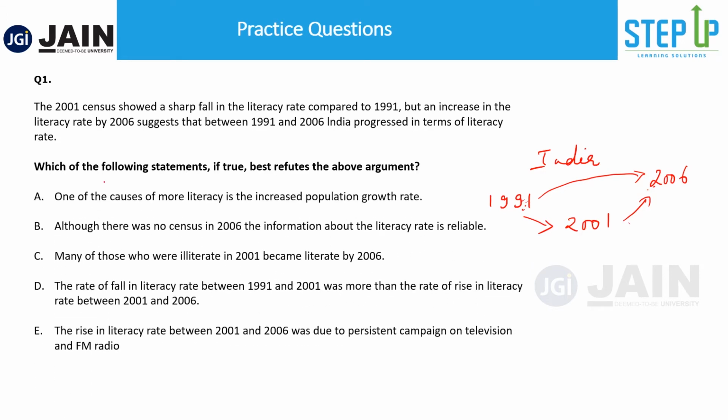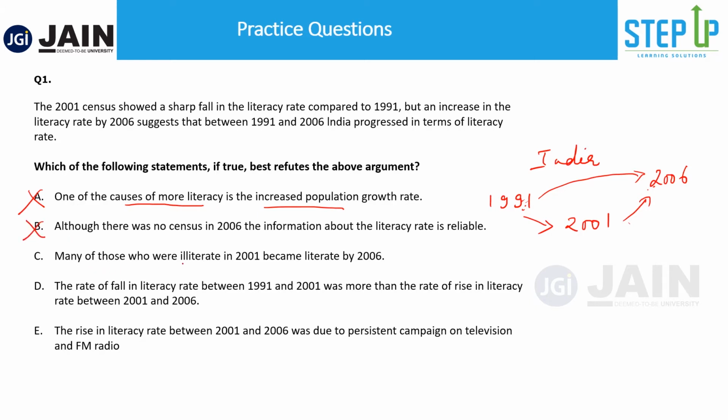One: one of the causes of more literacy is the increased population growth rate. So he's saying causes of more literacy. That means he's saying that there is more literacy and the cause is this, but are we interested in the cause? No. And we have to refute, not support the argument. Second says, although there was no census in 2006, the information about the literacy rate is reliable. So that means whatever he's saying is correct, but we have to refute it. So this argument is not in line with what we want.